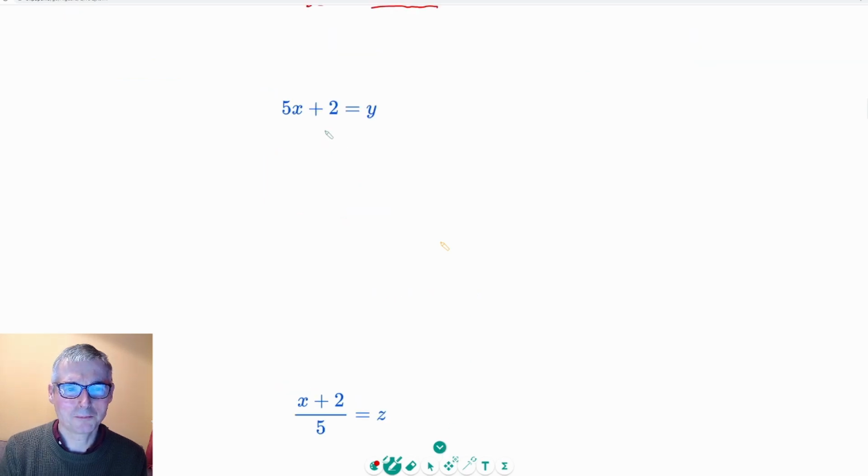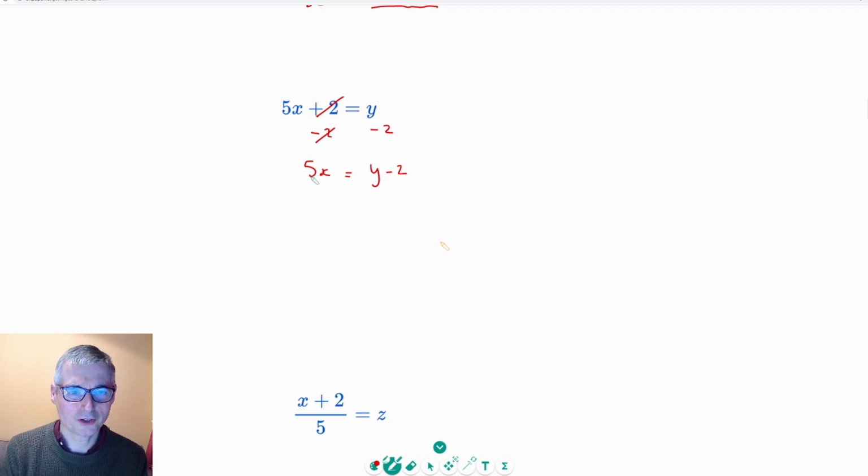In our second example, we've got a slightly more difficult example. We've got 5x plus 2 equals y. So I'm going to make x the subject of this one. First of all, I'm going to try and get rid of this plus 2. To do that, I'm going to do the opposite to adding 2, so I'm going to take away 2. I'm also going to do the same on this side. And so the 2's will cancel on the left, and that will leave me with 5x equals y minus 2.